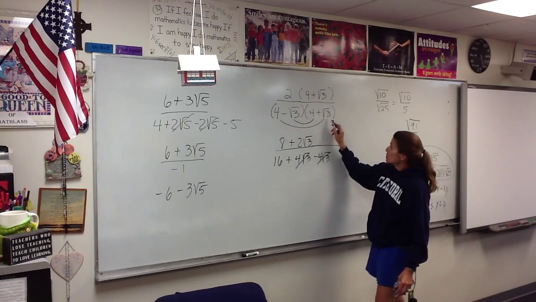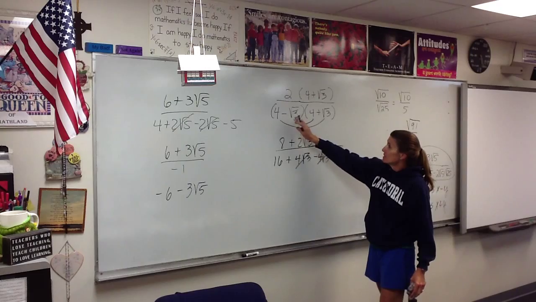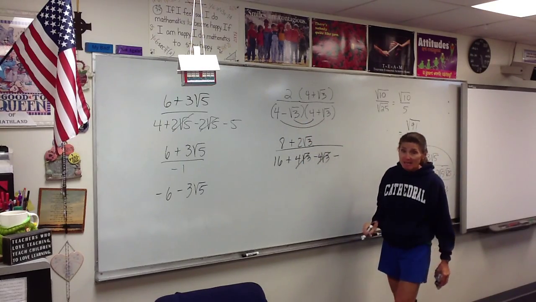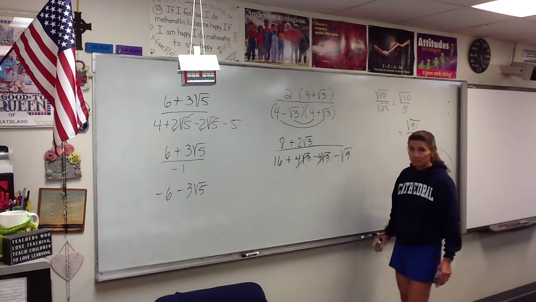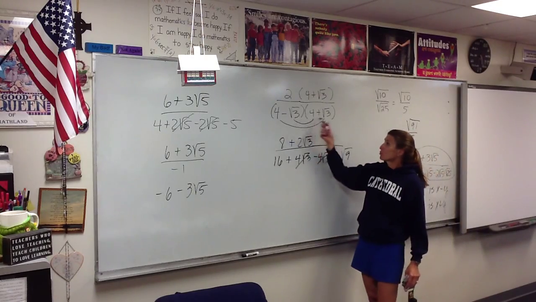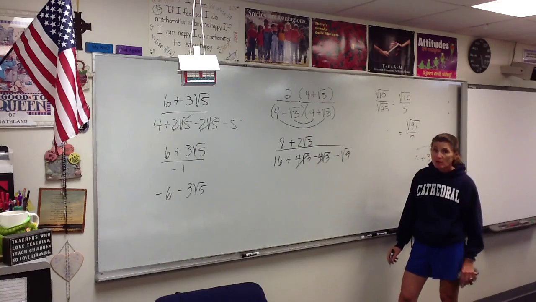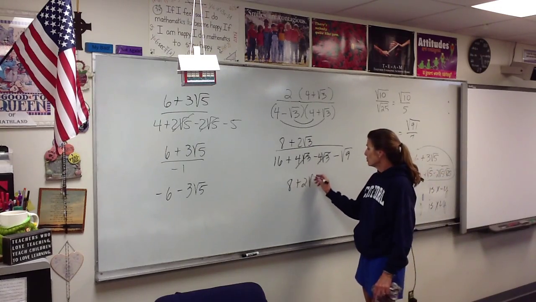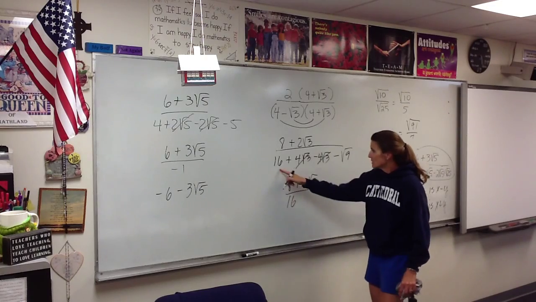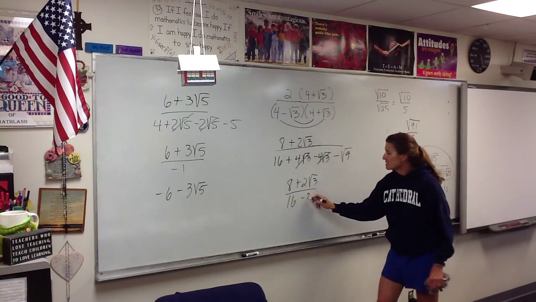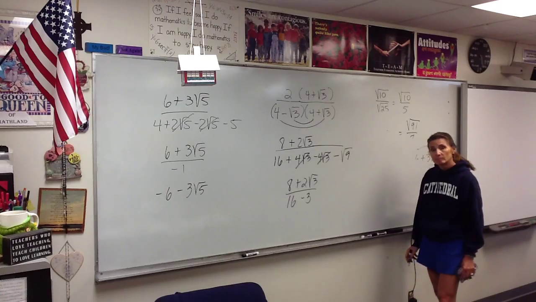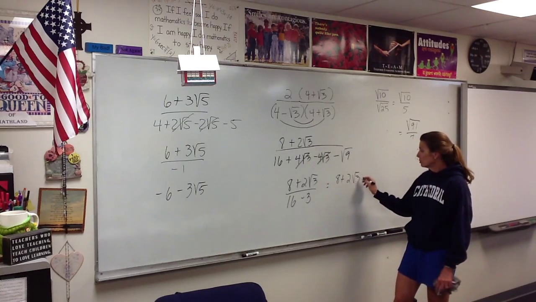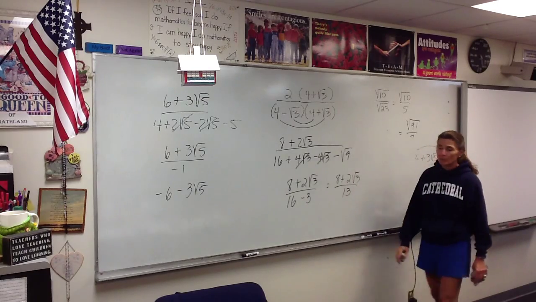Square root of 3 times the square root of 3. Now it's going to be negative because it's negative radical 3 times positive radical 3. So it's going to be minus the square root of 9. I multiply the 3 and the 3 because they're both under radicals. So now I have 8 plus 2 root 3 over 16 minus 3. So my answer is 8 plus 2 root 3 over 13.